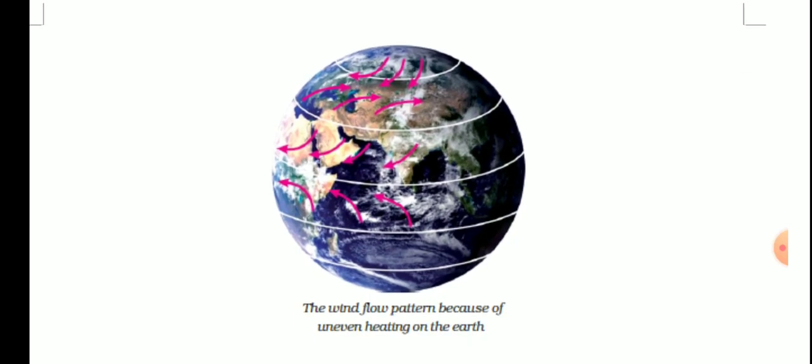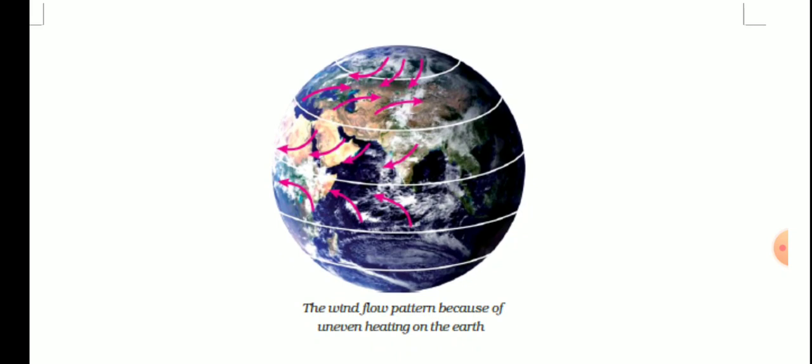The wind flow pattern because of uneven heating on the earth. Now look at these arrows. These two are the poles, the north pole and the south pole, and the midline is the equator. So you can see the direction of the wind is mainly towards the equator.